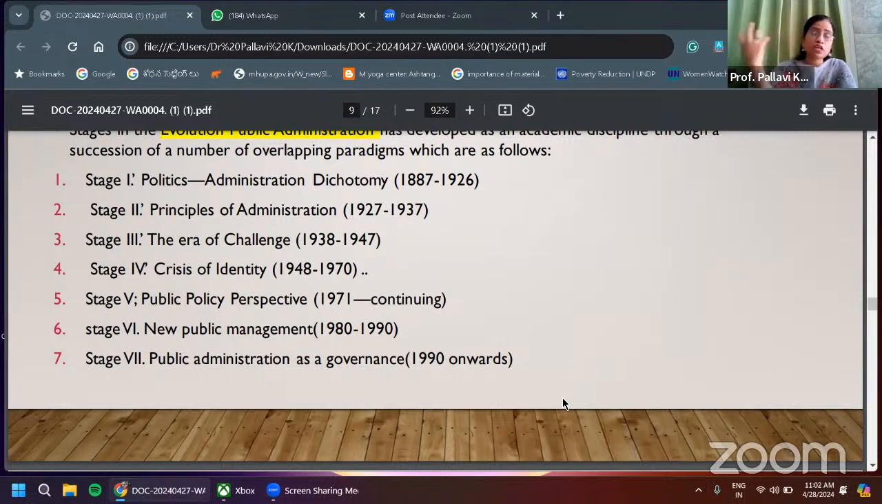And why there were several changes in the form of governance. Why there has been changes in the functioning of the government. Why the private entities have entered the society, the functioning of the states. Because of all the new public management concepts only. Then the seventh stage is the new public administration as governance.